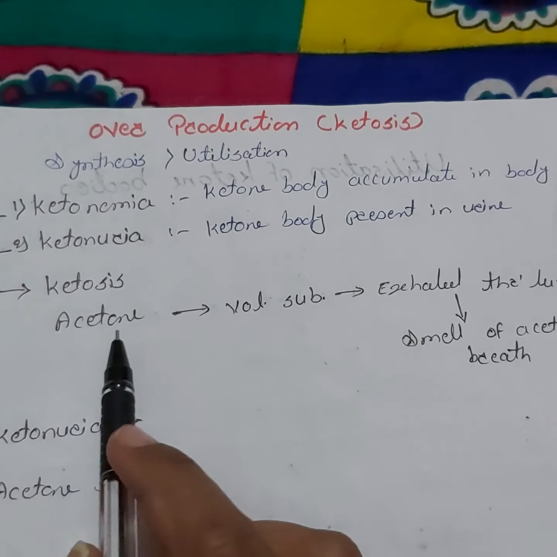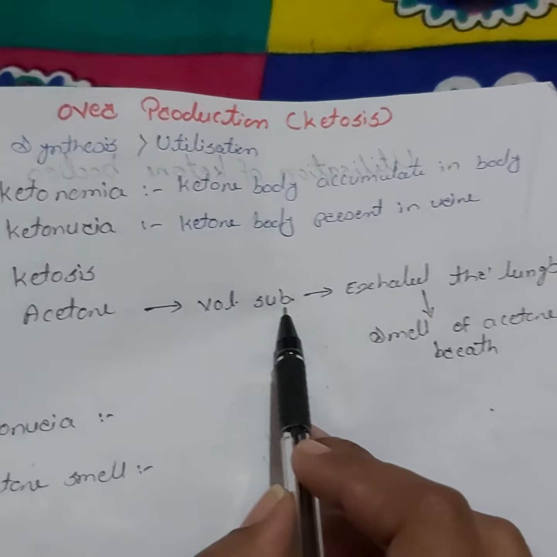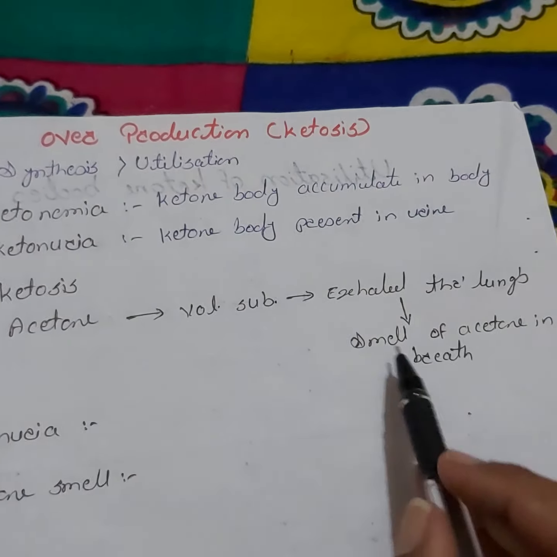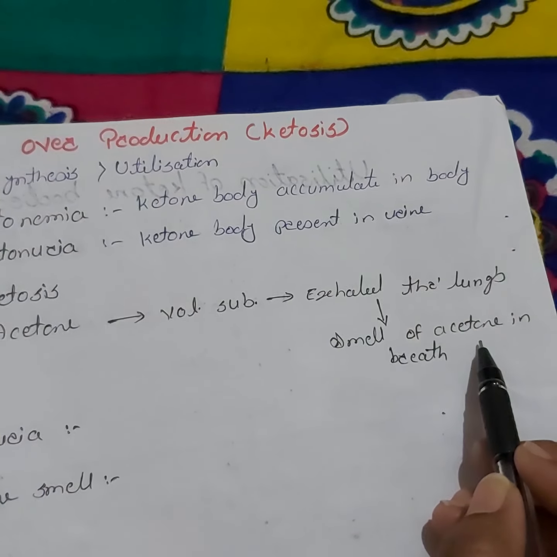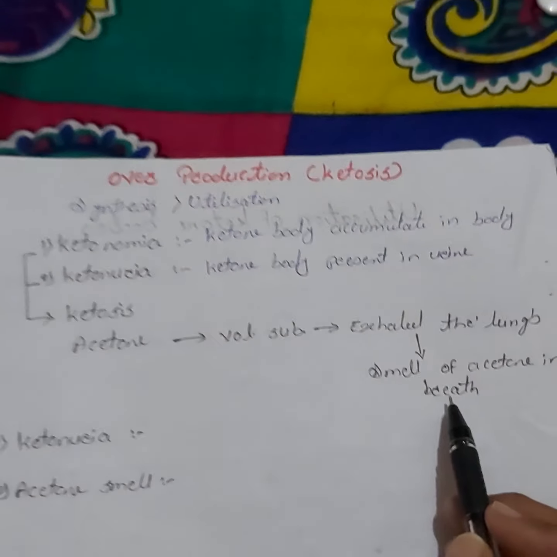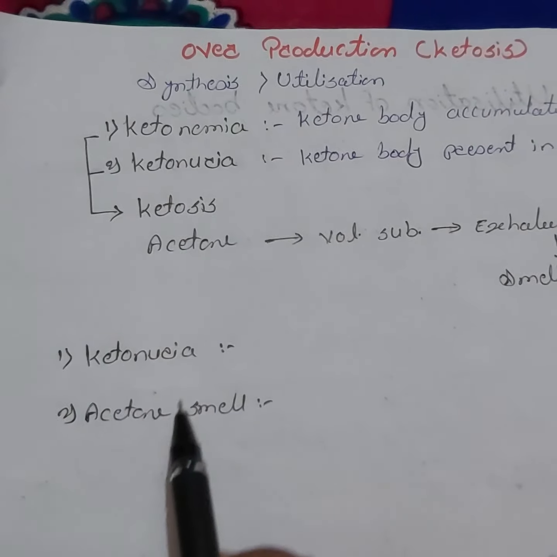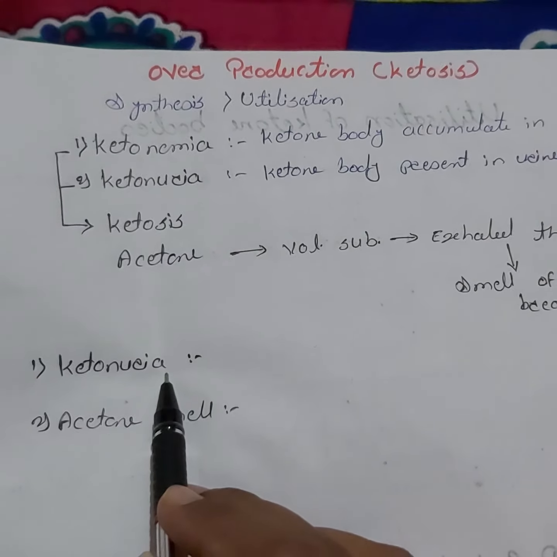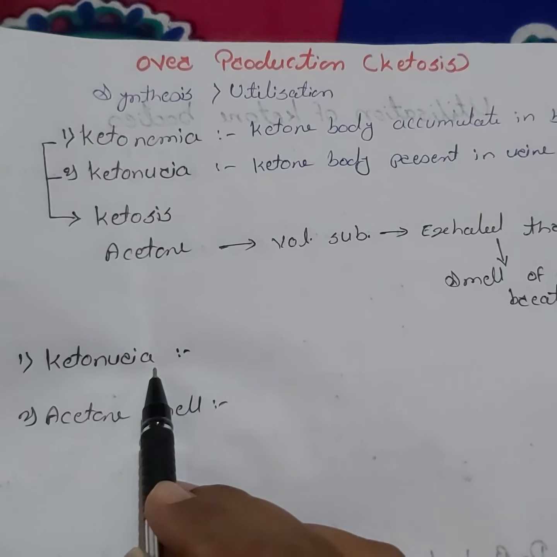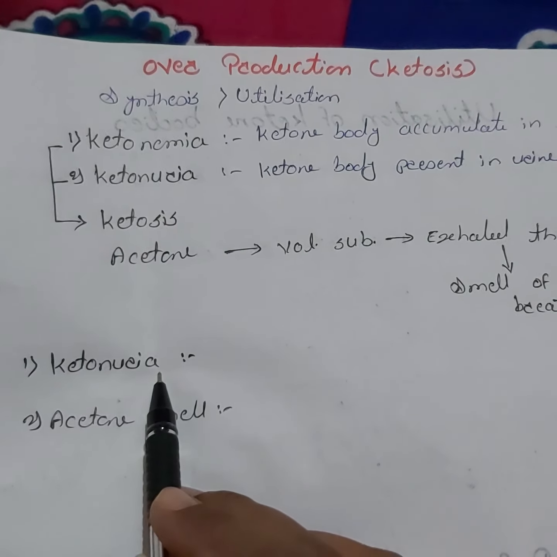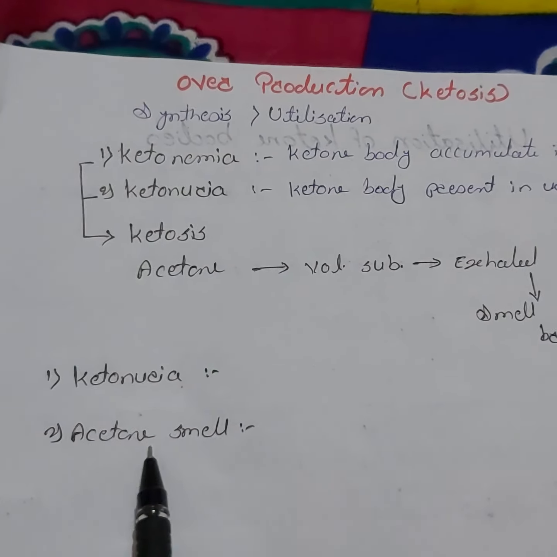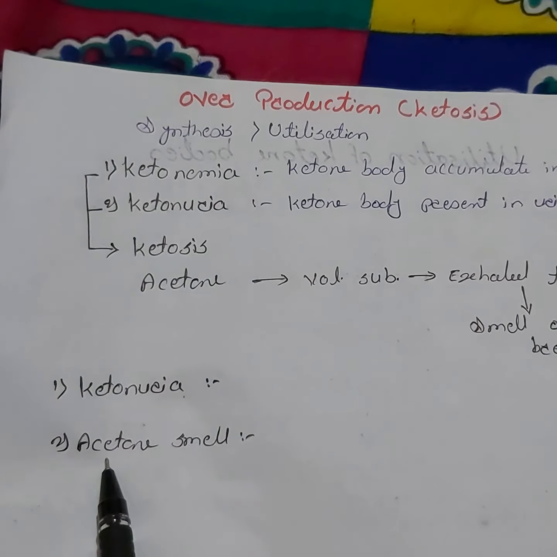Acetone, as we know, is a volatile substance, that is why it will get exhaled through the lungs. So, the patient can smell acetone in the breath. In case of ketonuria, we can observe the first 2 ketone bodies, that is acetoacetate and D-beta hydroxybutyrate molecules, in urine and in blood, and in case of acetone you can smell it like acetone.